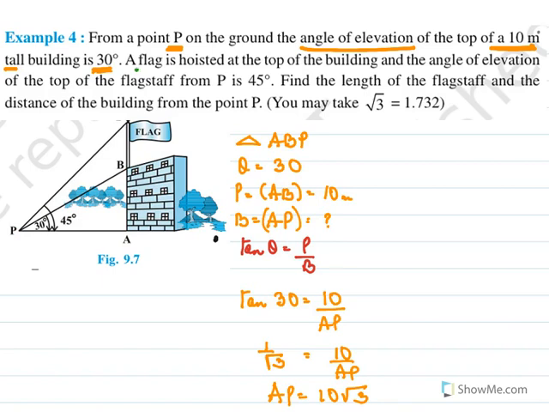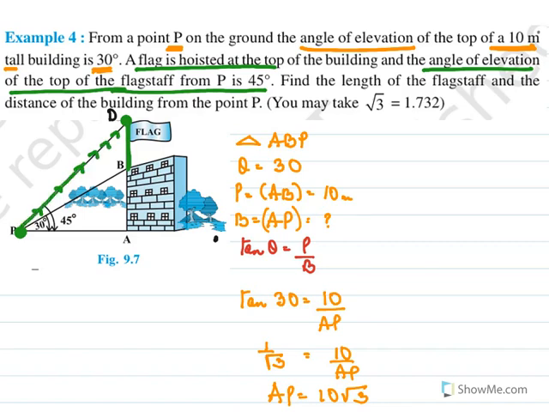Now in the next part they said a flag is hoisted at the top of the building. So here is the flag that is hoisted at the top of the building, and the angle of elevation of the top of the flagstaff from a point P. So from the same point P, now I'm looking at the top of the flagstaff. Where is the top of the flagstaff? Here. We'll mark it as D. When I look at the top of the flagstaff, the angle of elevation, the angle with the horizontal, is 45.